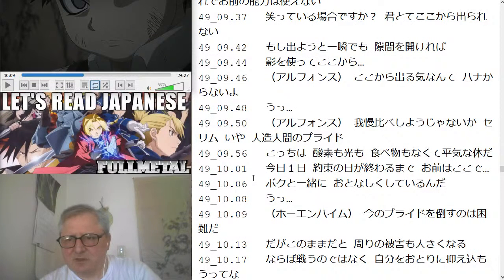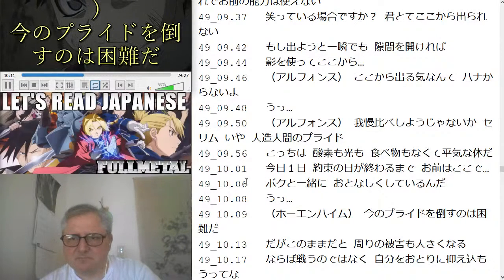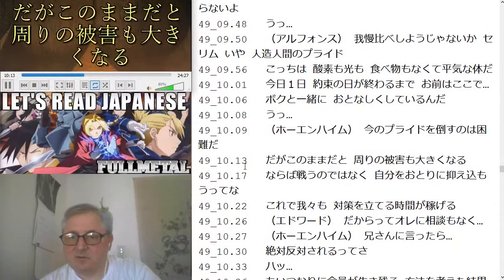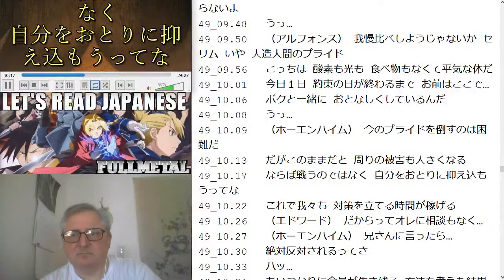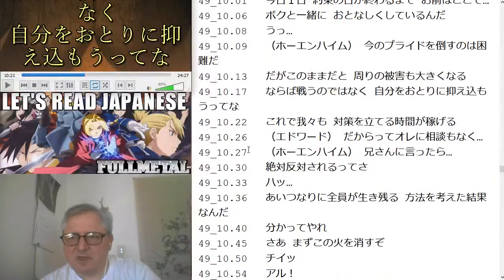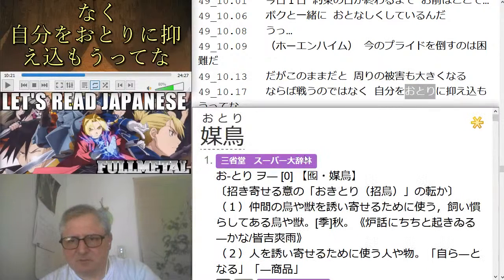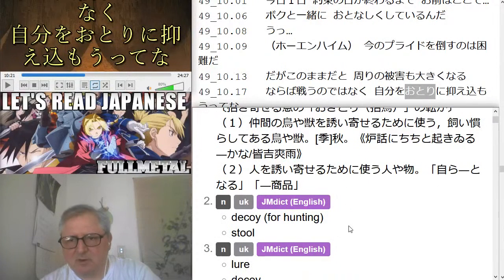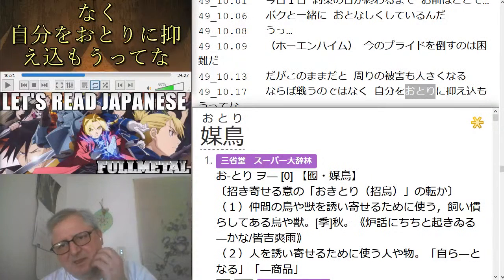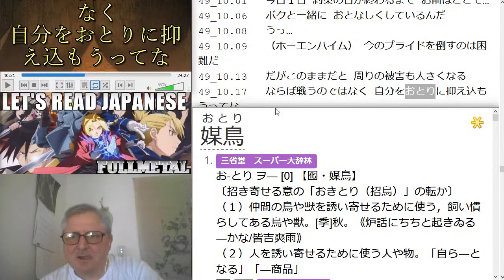So no oxygen, no light, no food. So that's a cage, or Otori is a cage, right? Not a trap. Kind of like both. Trying to remember how to write it. Otori. Okay. Yeah, decoy. There we go. Okay. Otori.